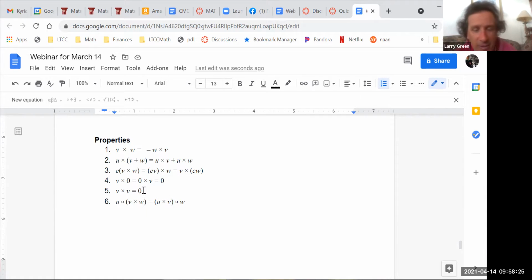Okay, now comes an interesting one. And this is one that you're not used to, that is V cross V is 0 for any vector V. That's why, again, we don't want to call this multiplication, because if you square the number, you get 0, and that's bad. So don't even think about this as multiplication because it's not. Okay, and then finally, this is a nice one. You can mix dot products and cross products. So U dot (V cross W) is (U cross V) dotted with W. Any questions on any of these properties?